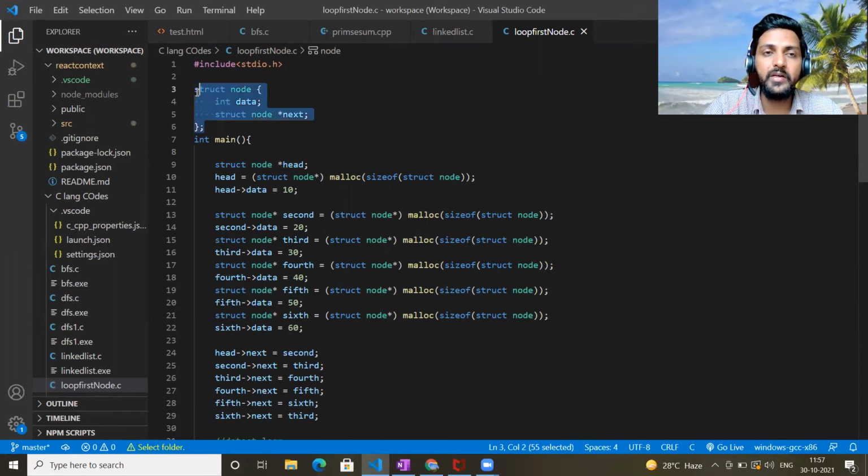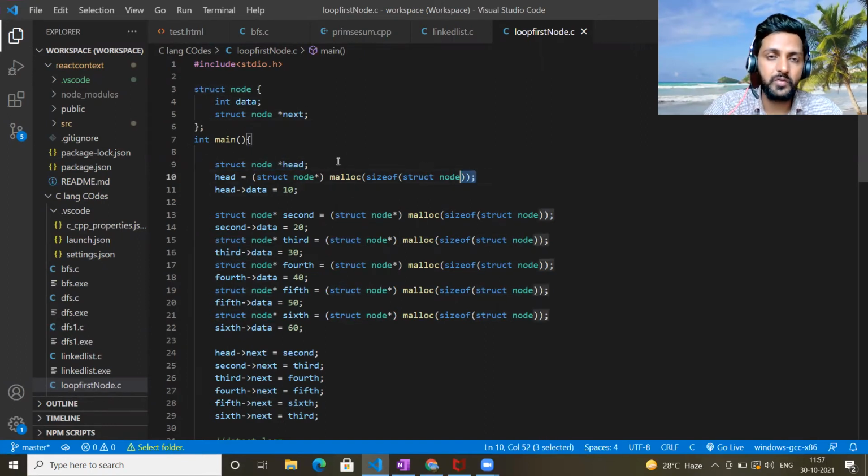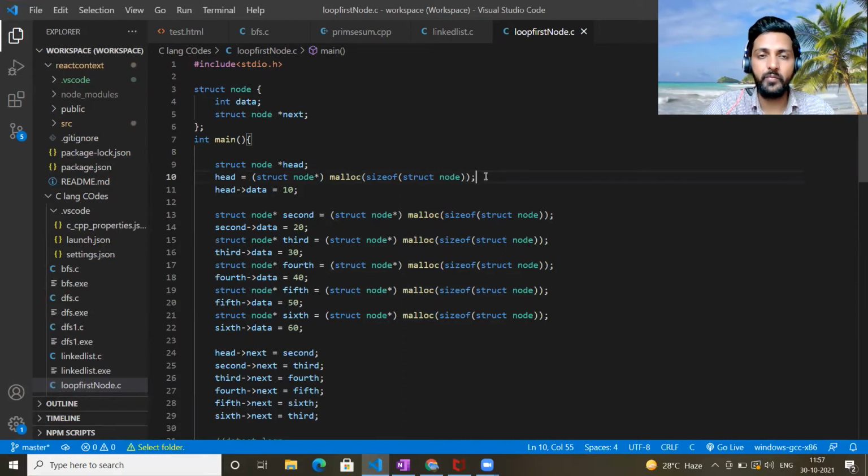So this is how you can declare struct node, which will have data and the next pointer. All right. Now this is our head node, and in C language, how to allocate memory. So this line which we need to use. Okay. So head will be a struct node pointer and malloc, which will take sizeof the struct node. All right. This is how we can declare the node in the C language.